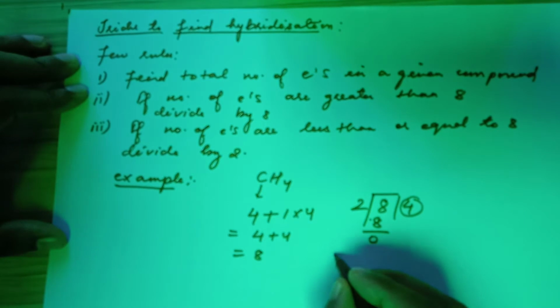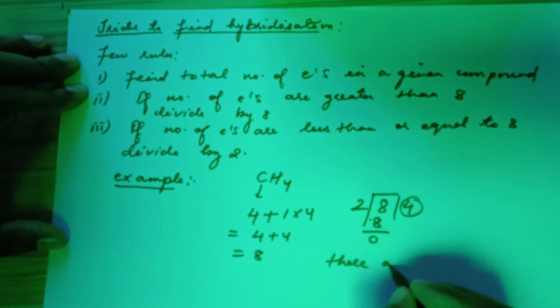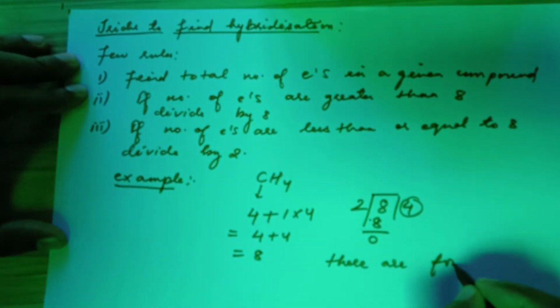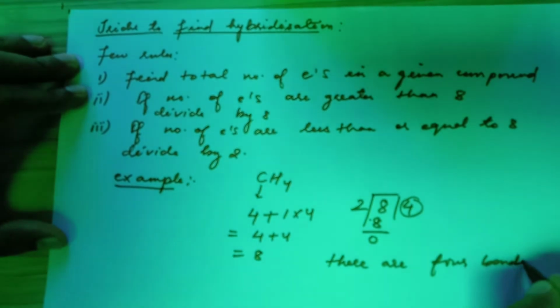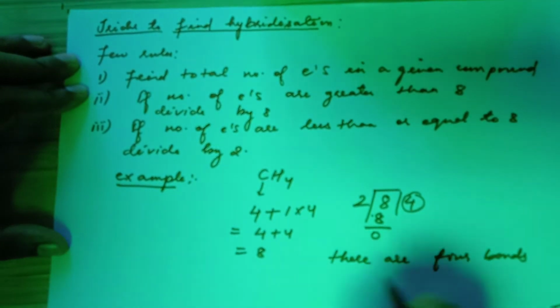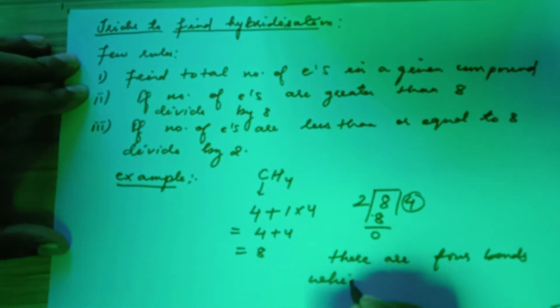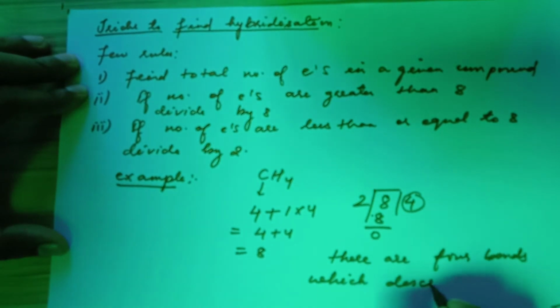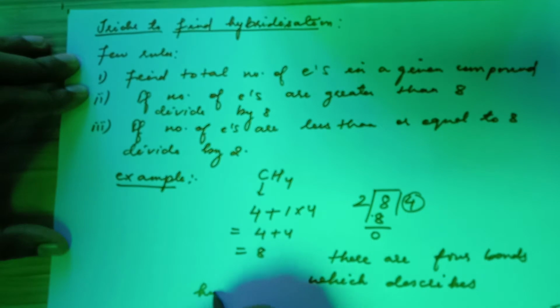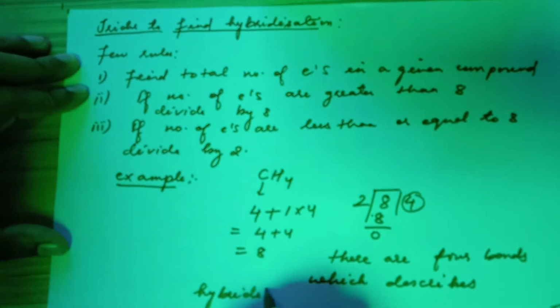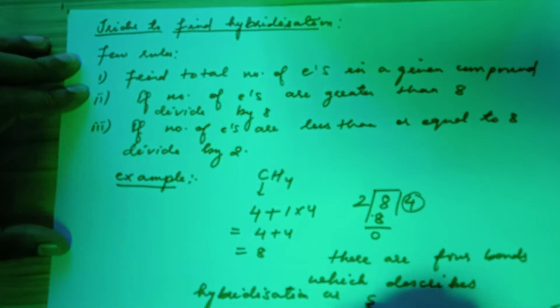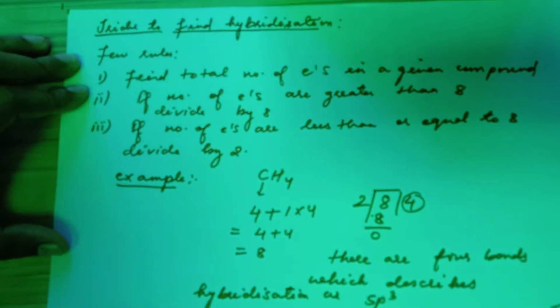So there are 4 bonds, which describes the hybridization as sp3. How? Let's see.